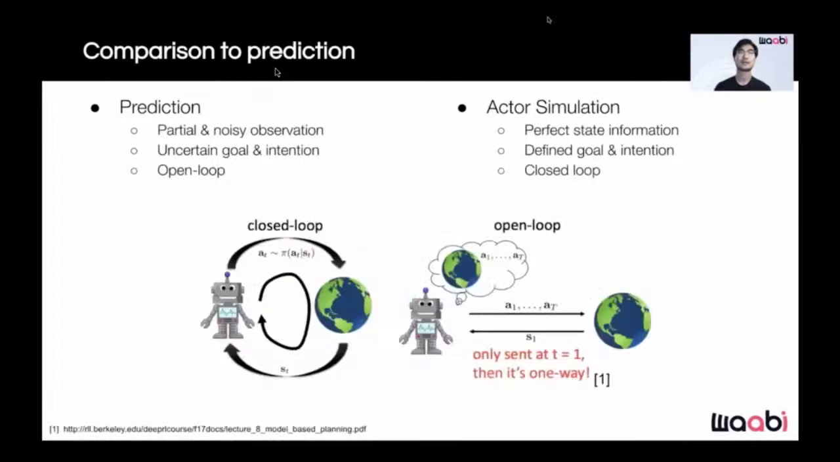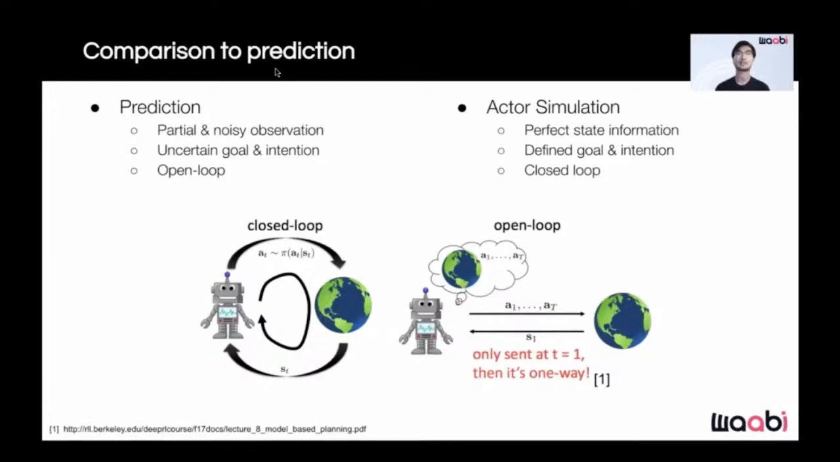Now, let's compare actor simulation to the prediction task. In prediction, we aim to infer future actor behavior from partial and noisy sensor observation while being uncertain about their goals and intentions. For actor simulation, we may assume perfect information about the environment and other actors, and also specify their desired goals and intentions. This gives us an additional degree of control to centrally coordinate actors for creating desired scenarios. Another key distinction is that actor simulation is a closed-loop task where previous actions influence the future states experienced by the actor.